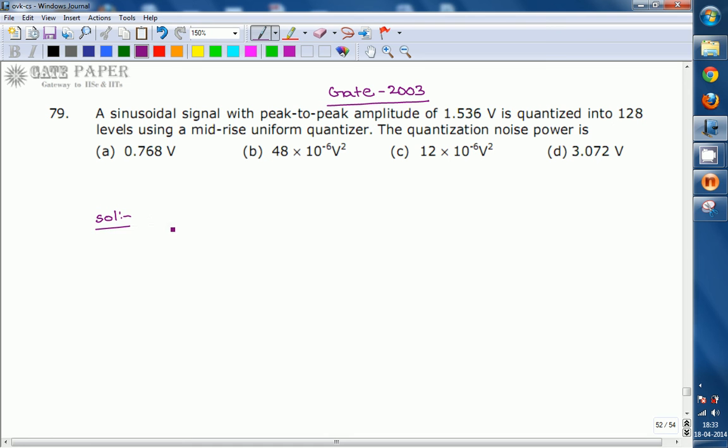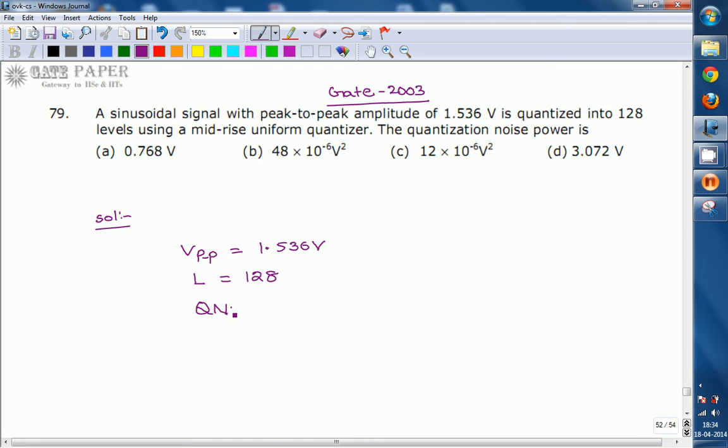In the problem, the sinusoidal peak to peak amplitude is given, that is nothing but V peak to peak. This V peak to peak is given as 1.536 volts. And the number of quantization levels L is also given, that is equal to 128 levels. Now we have to find out, for this data, the quantization noise power.